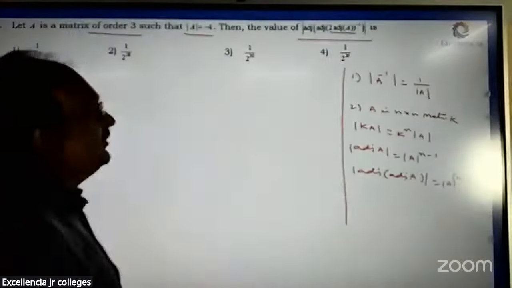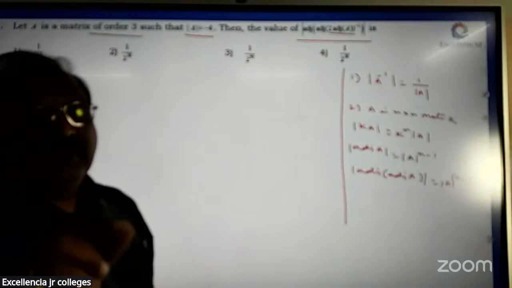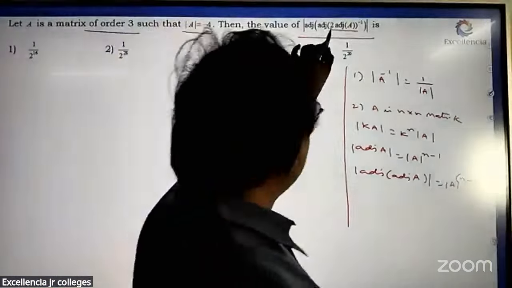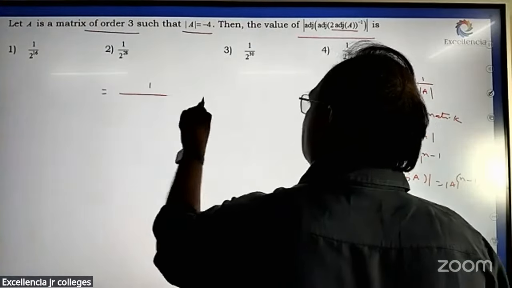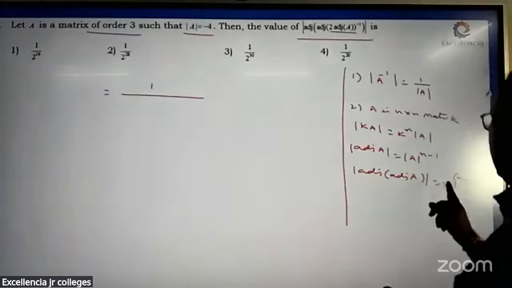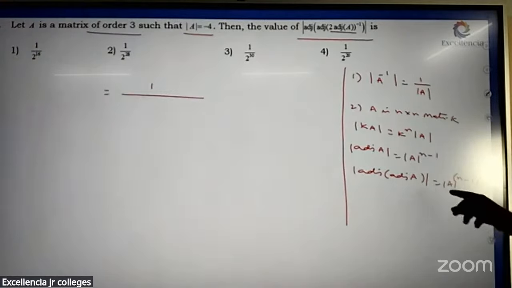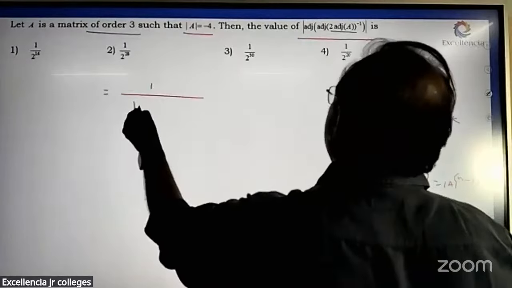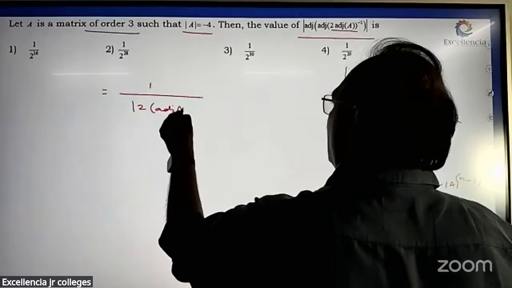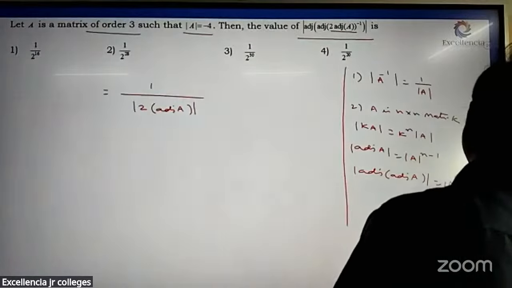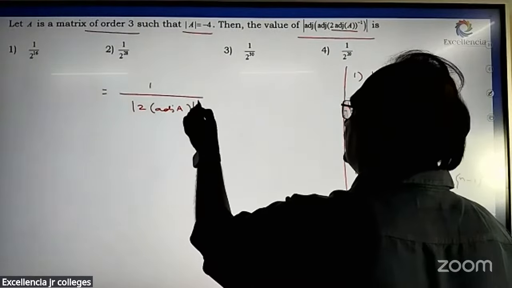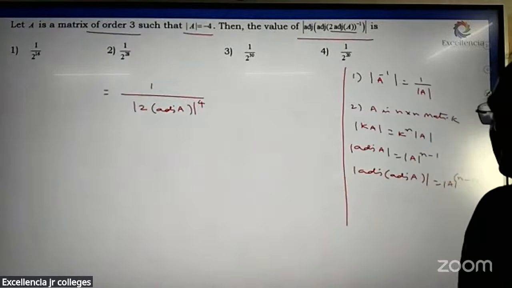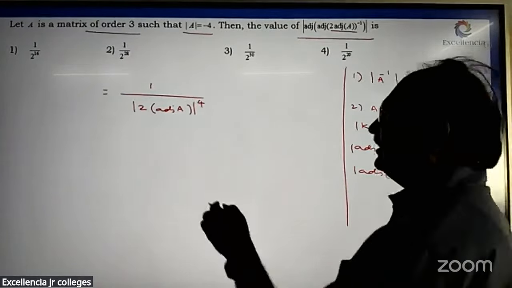I am taking 2 into adjoint A. Yes, that is also a matrix. The inverse of this is nothing but what? Det of this I can write as 1 by 2 times... I have to write that det of 2 into adjoint A whole to the power of n minus 1 whole square. So n minus 1 whole square means 3 minus 1 whole square.